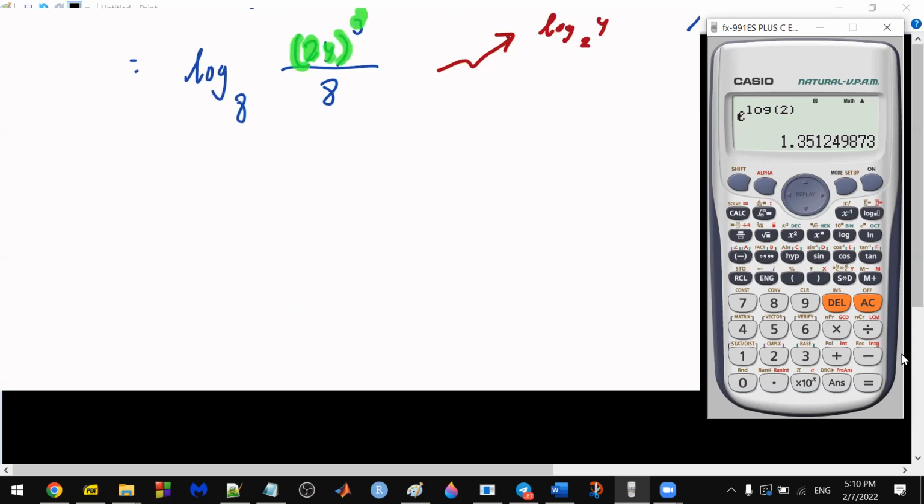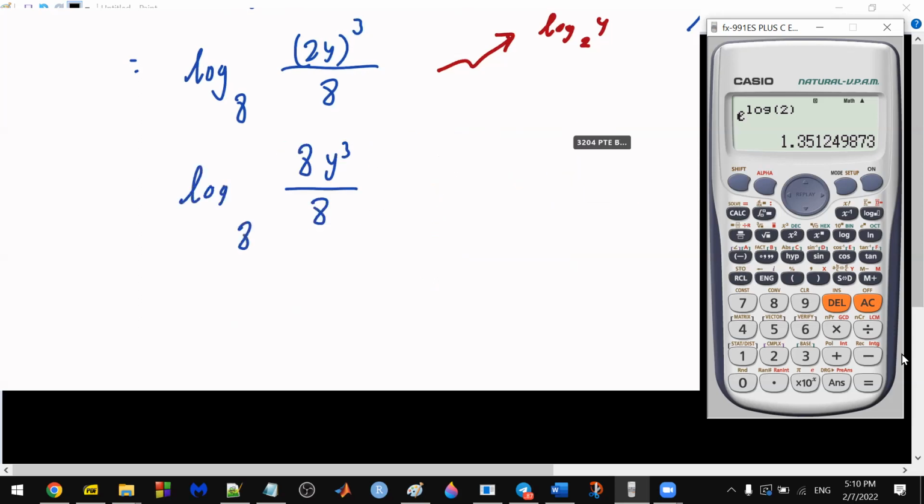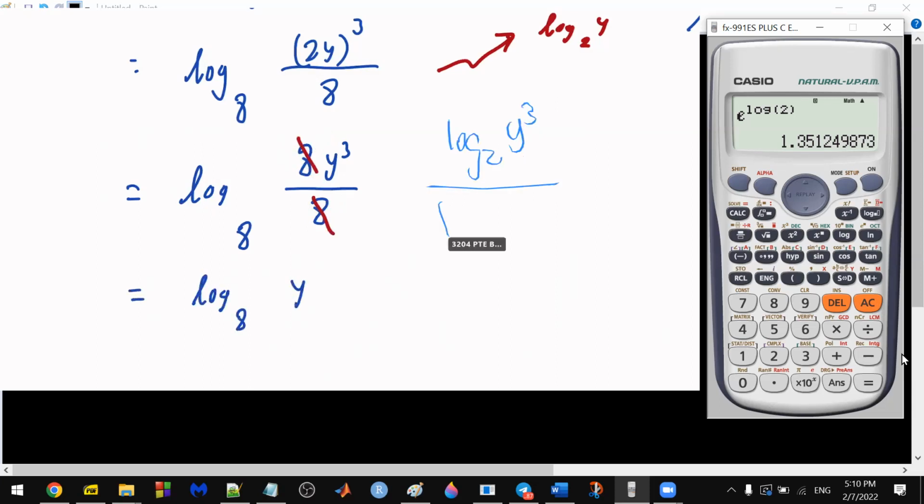Bracket around 2y, and then you have a power 3. What do you need to do? Distribute. So 2 cubed, which is 8, and y cubed. Divide by 8. And then you take the logarithm base 8. Okay, before you take the logarithm, what happens to your 8? Cancel off. So we simplify into log base 8 of y cubed.